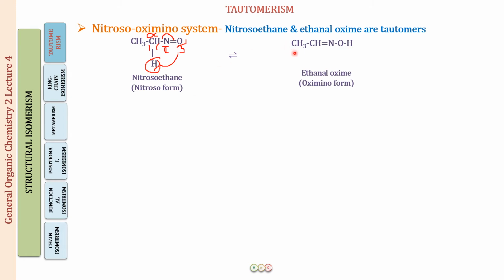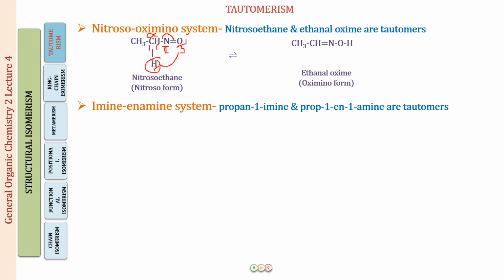So instead of a CH2, now we have a CH. One hydrogen has shifted to the oxygen, so this has become OH, and the double bond has shifted to between nitrogen and carbon now. Now here is the next system. So this is the imine-amine system. Here the example that I will be taking is propane 1-imine and prop-1-ene-1-amine, which are going to be the tautomers. So let us again identify.